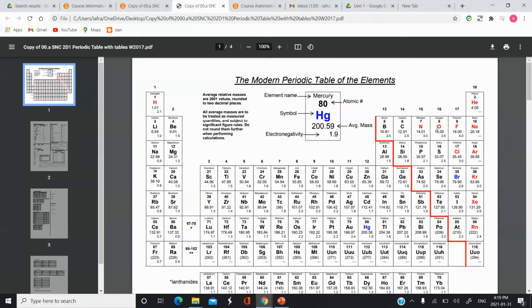In this video, we're going to take a look at how to use our periodic table to determine the number of protons, electrons, and neutrons, so the subatomic particles found within different types of atoms. So just a quick overview before we begin.